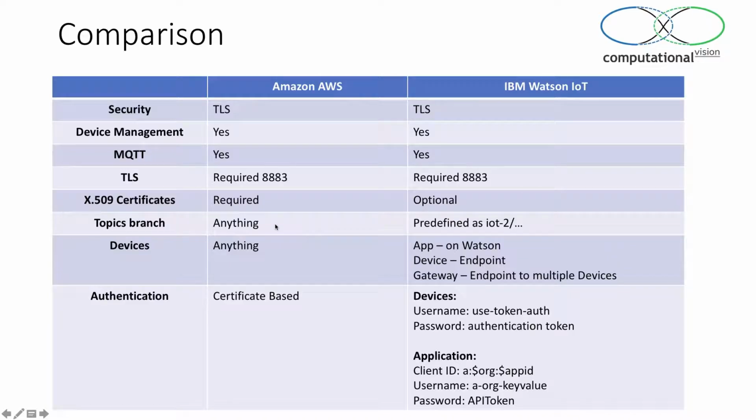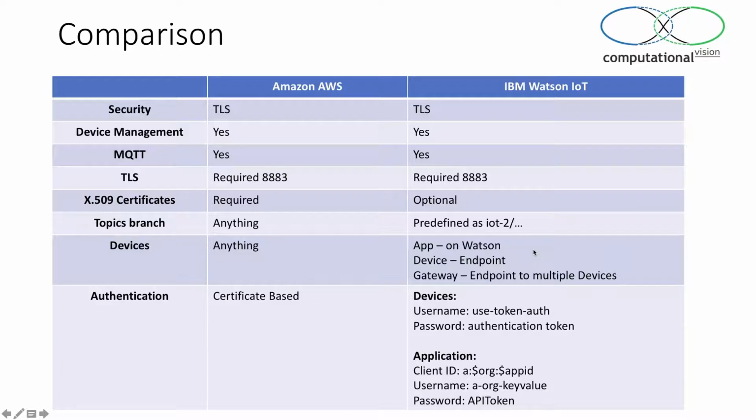Amazon allows you to describe any type of topics branch. So I could create a topics branch called Amazon AWS or device or whatnot. On IBM, it's very prescriptive as to what that format looks like. And everything starts with an IoT-2, at least right now it does. On Amazon, anything can be a device. So you can have a PC, a gateway, a sensor, a Raspberry Pi. It doesn't matter. Anything can be a device.